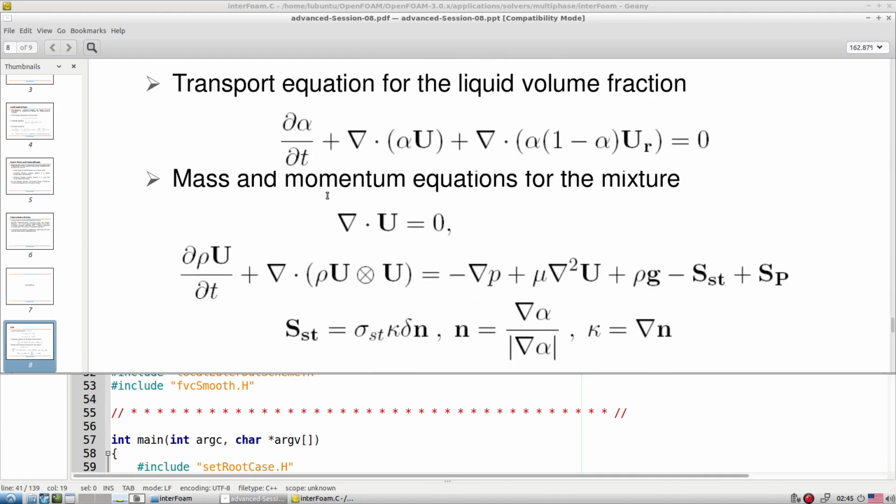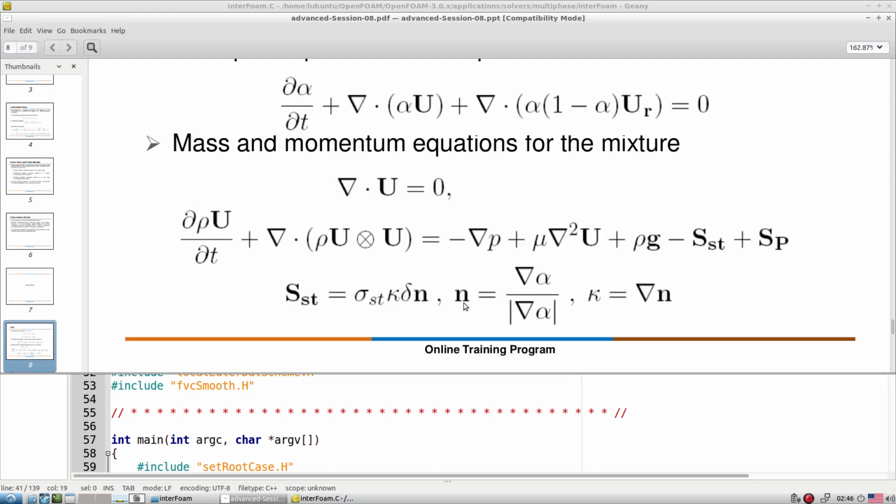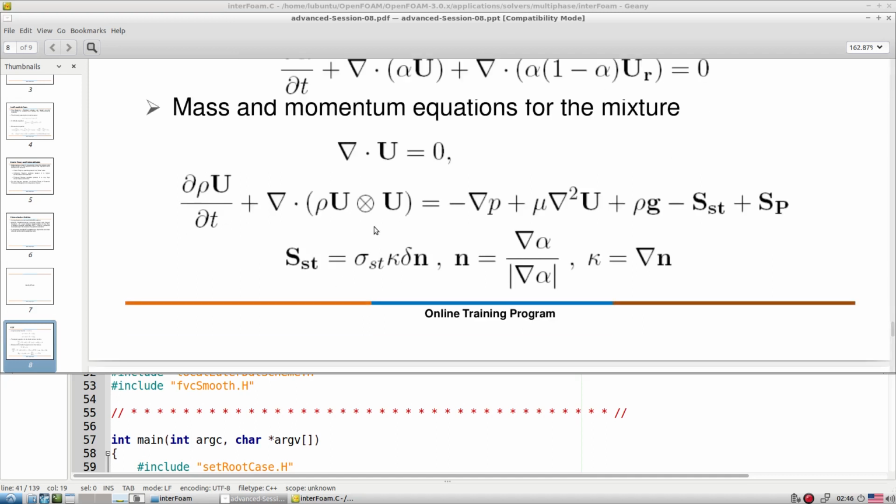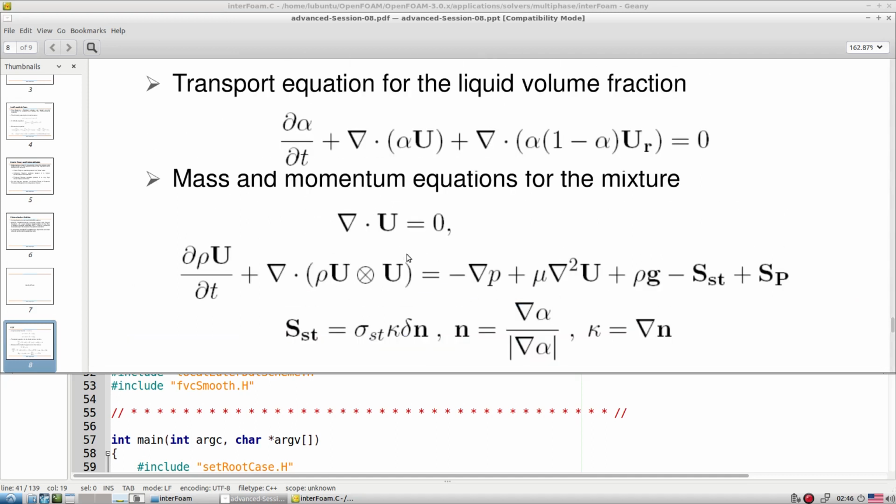Then the mass and momentum equations: the continuity equation, and we have a momentum equation. Here we have body force, surface tension, and some other pressure forces. This is the surface tension force, and we have to specify the surface tension value through the transport properties. So this is what we are going to solve, all these sets of equations.